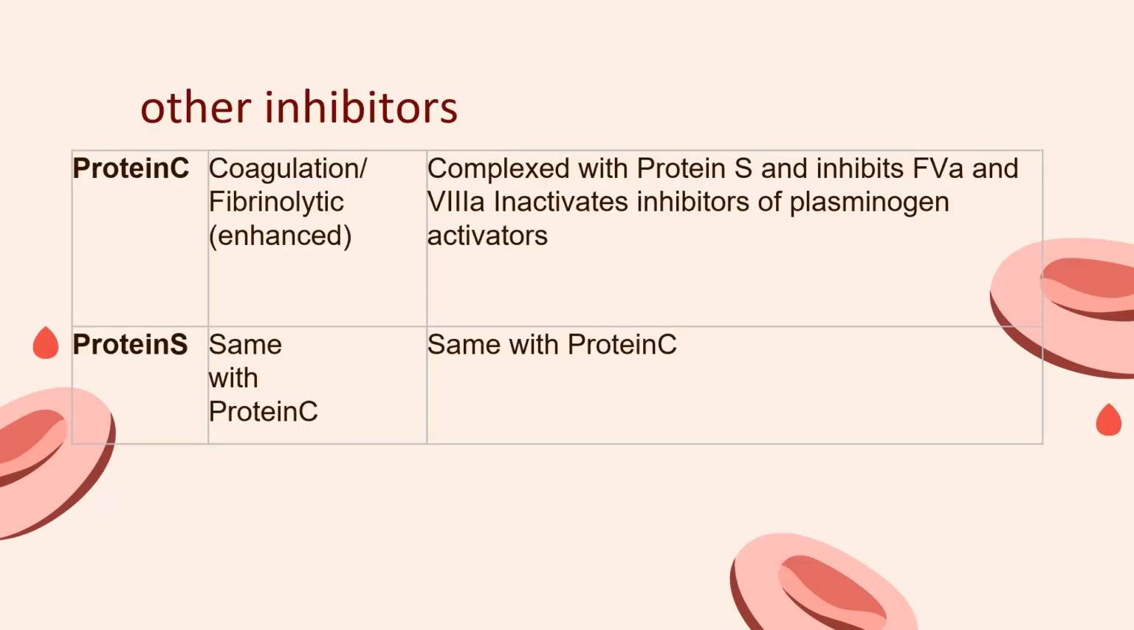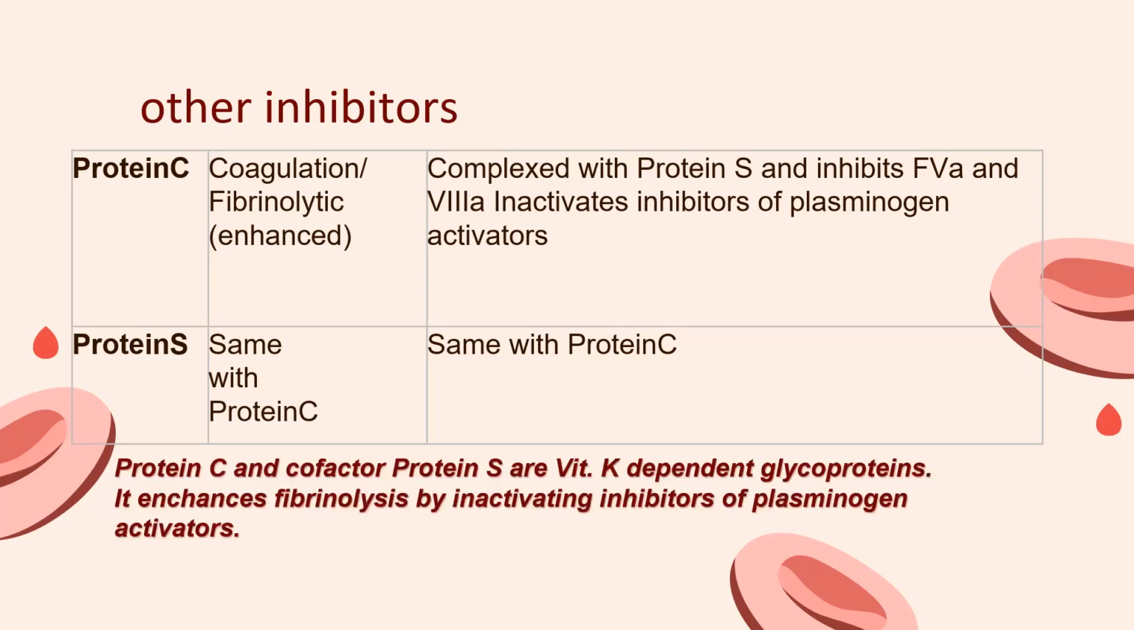Next, we have other inhibitors. So, we have protein C and protein S. Okay? So, this is already mentioned in the secondary hemostasis. Okay? Protein C is a complex with protein S and inhibits factor 5 and 8. It inactivates inhibitors of plasminogen activators. Okay. So protein C and protein S are cofactors. It enhances fibrinolysis by inactivating inhibitors of plasminogen activator.